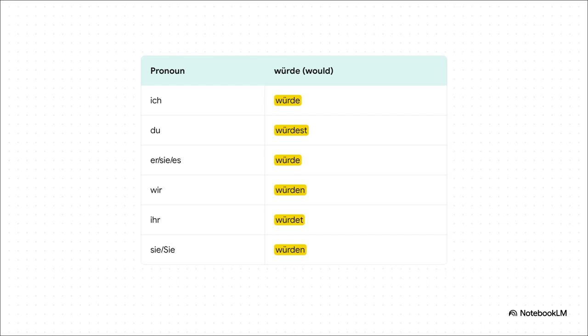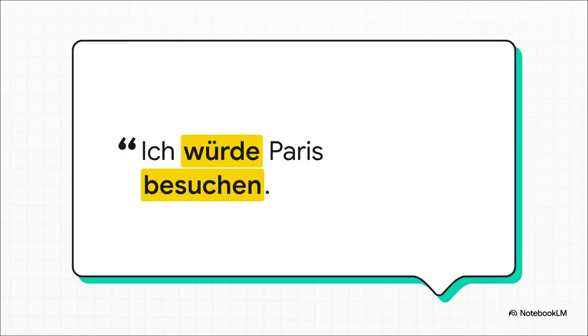And the endings are pretty easy to remember. Check it out. The forms for ich and er, sie, es are exactly the same. And the forms for wir and sie are the same too. It's a nice, predictable pattern, which is always a relief in grammar, right? And here it is, out in the wild. Ich würde Paris besuchen. You see the structure? You've got ich, then our conjugated würde, and then way at the end is our main verb besuchen. Perfect. I would visit Paris.